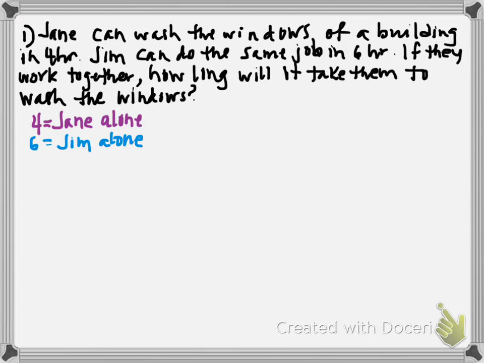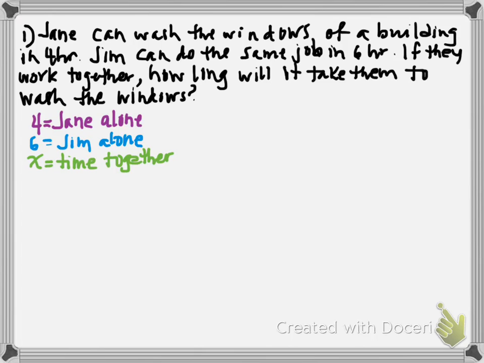So we only have one more thing. What we don't know is how long it would take if they worked together. So I'm going to call that time together. Now, in a real problem, all you need to do is to write the x equals time together, or whatever the x represents in the problem.